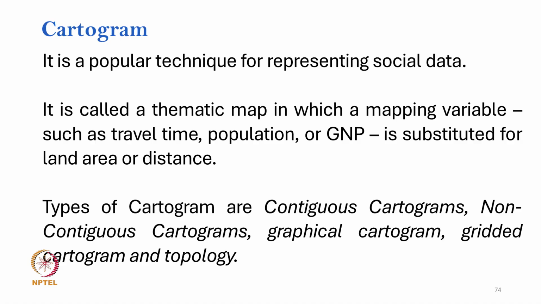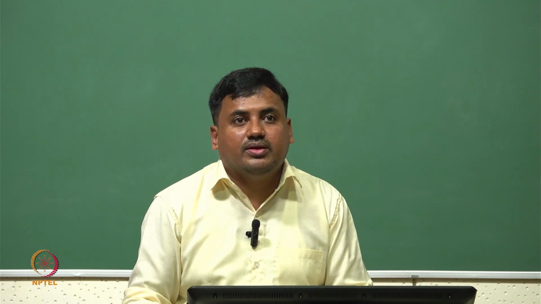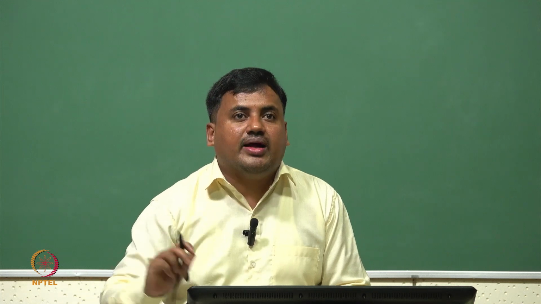Another kind of geospatial visualization is cartograms. These are popular techniques for representing social data, also called thematic maps, in which mapping variables such as travel time, population, or GNP are substituted for the land area and distance. There are several types of cartograms: continuous cartograms, non-continuous cartograms, graphical cartograms, graded cartograms, and topology.